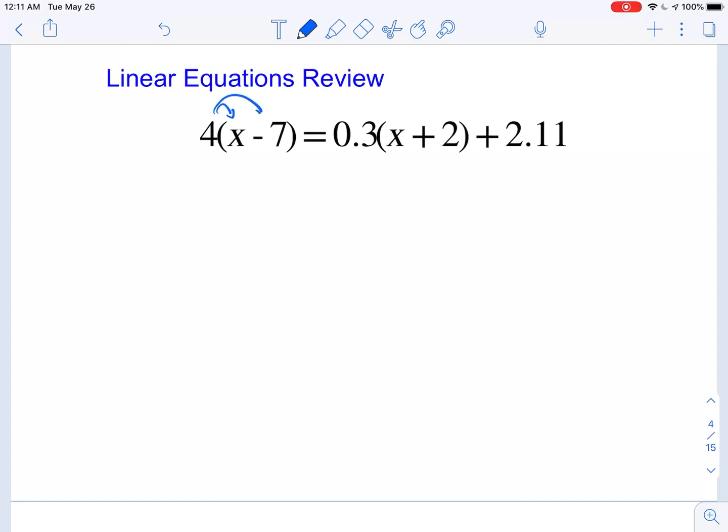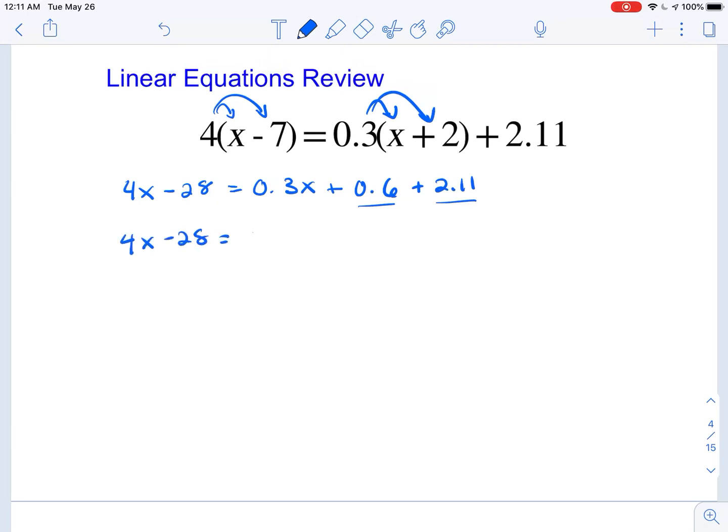So I can distribute this 4 to these two terms to get 4x minus 28. And I can distribute this 0.3 to those two terms on that side. Okay, it does not matter that it's happening at the same time. Okay, so now what was the second step? The second step was to combine like terms. So on the left-hand side, there are no like terms, but on the right-hand side, I have 0.6 and 2.11. So I'm going to combine those like terms to get plus 2.71.